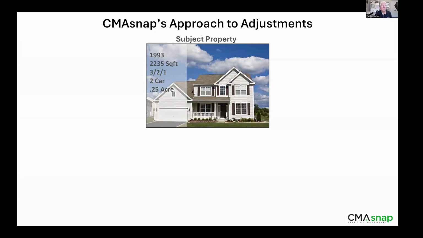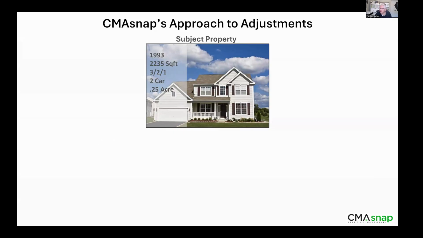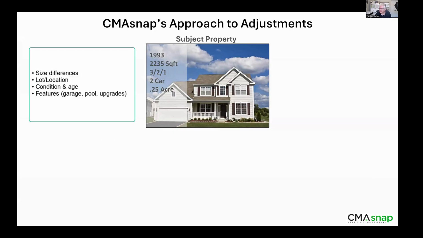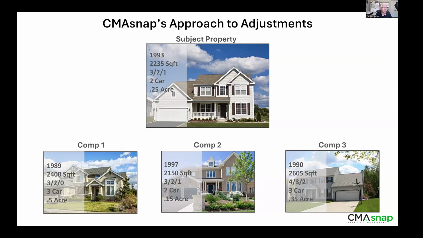Okay, so here's our approach to adjustments. The definition of adjustment is a value estimate used to equalize differences. You always are comparing your comp to your subject. The things you're going to make adjustments for are size differences, lot, location, condition, age, and that sort of thing. The way that lines up in real estate is, you've got your subject property and all three comps. So comp number one is going to be something, and comp number two is going to be something else.